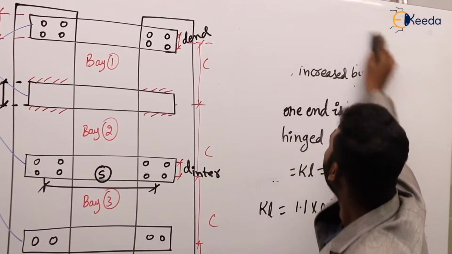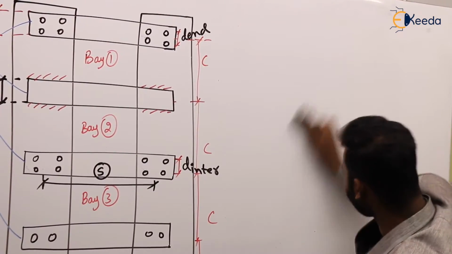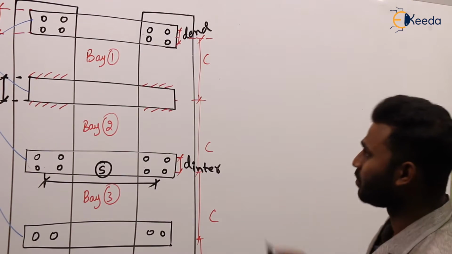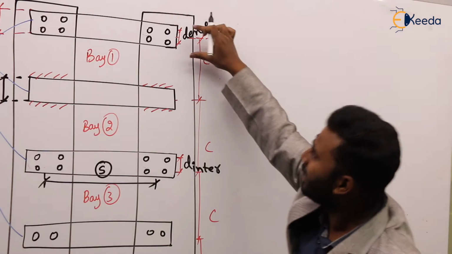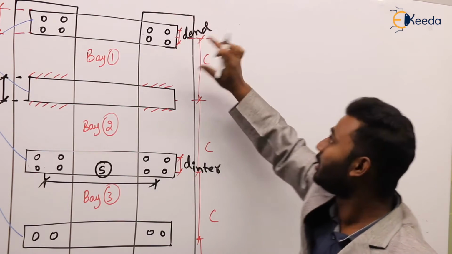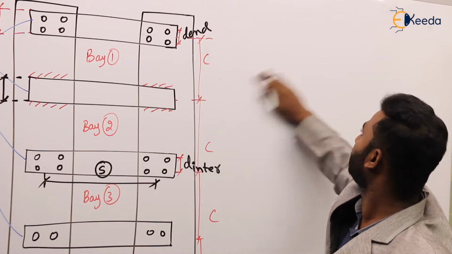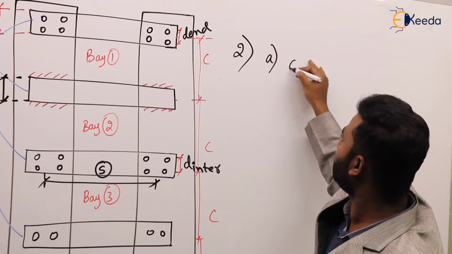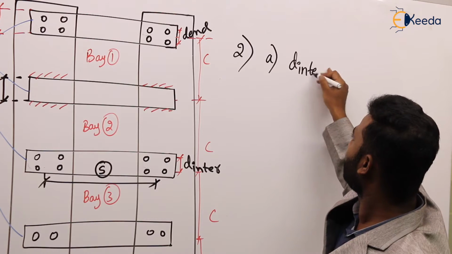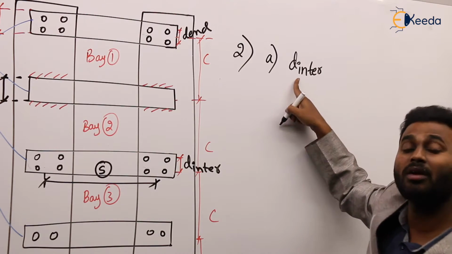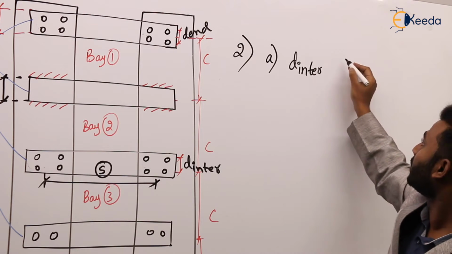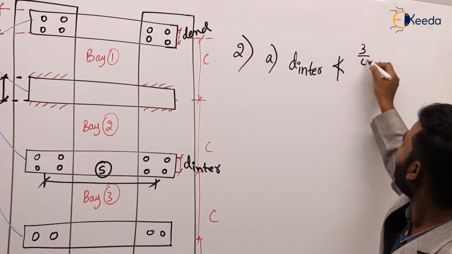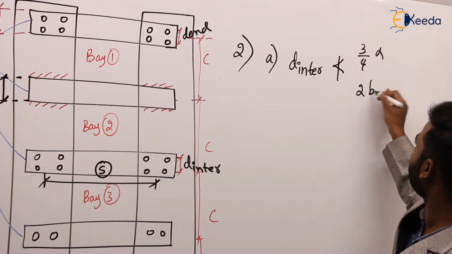Now let us see the provisions regarding the dimensions of the batten. Obviously the dimensions here are width or depth. So for D inter, what is meant by this? The effective depth of an intermediate batten should not be less than 3/4 of alpha or 2 into BF.